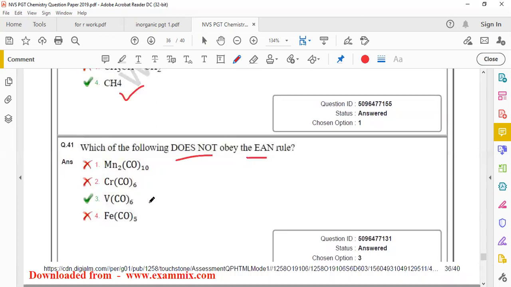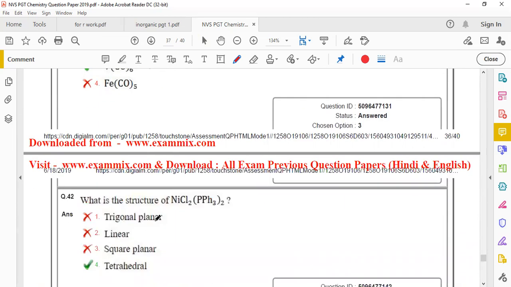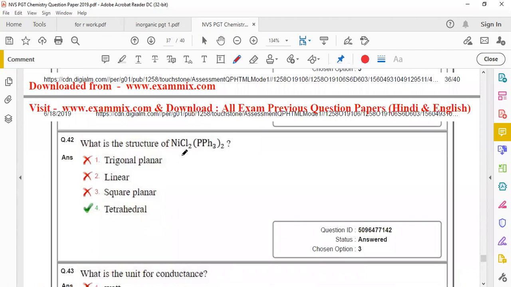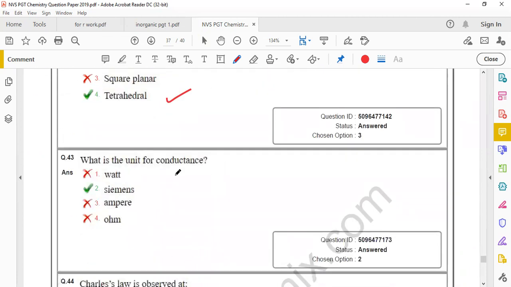Next question is, which of the following does not obey the EAN rule? The EAN rule is not obeyed by V(CO)6. Next question is, what is the structure of NiCl2(PPh3)2? It will be tetrahedral because the total number of ligands is 4, so the hybridization will be sp3. Next question is, what is the unit for conductance?